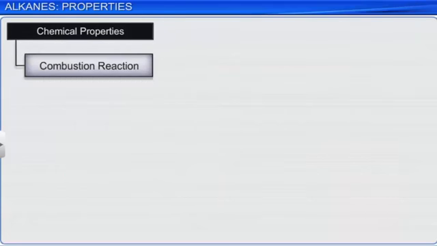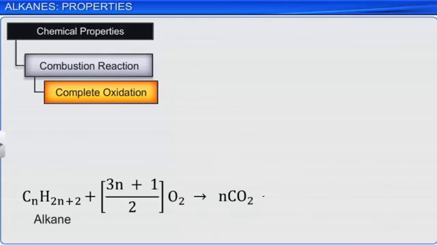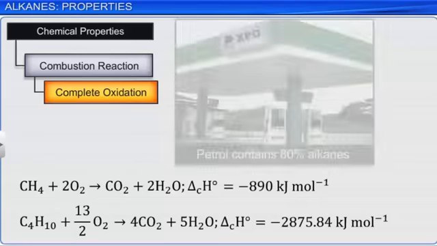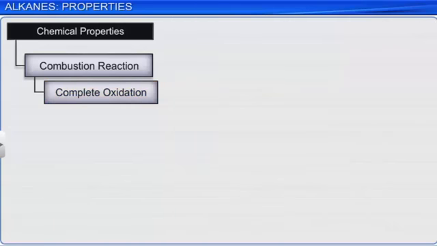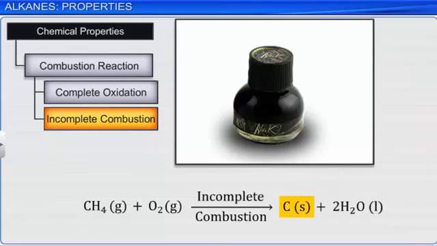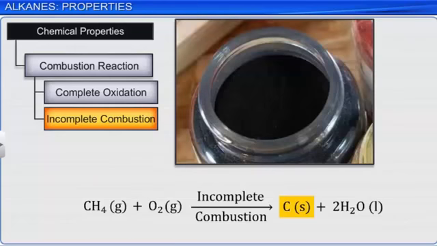Now let's understand the combustion reaction of alkanes. On heating, in the presence of air or dioxygen, alkanes get completely oxidized to carbon dioxide and water along with heat. This is why alkanes are used as fuels. When alkanes undergo incomplete combustion, they form carbon black. It is used in the manufacturing of ink, printer ink, black pigments, and as filters.